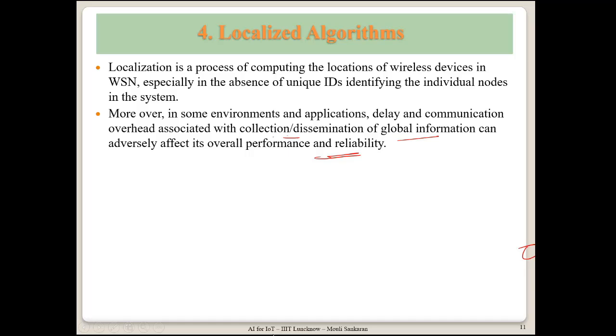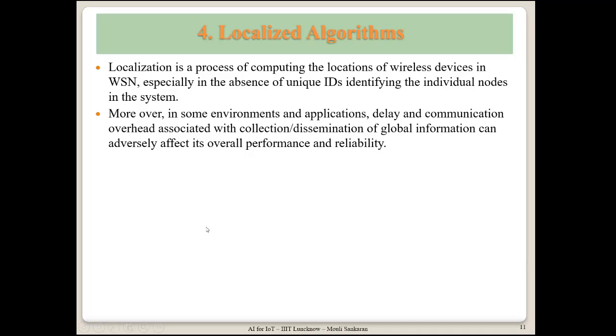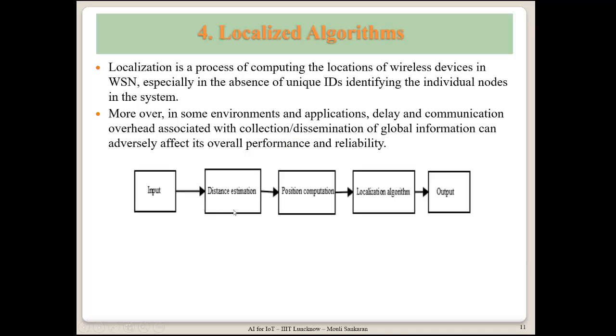It brings them down, because you are suppressing the data and extracting the information from the available data that you have. So distance estimation is done; UWB is a good example. Position computation is done by the devices, and a localization algorithm is run to identify the location of the particular node which is sharing the information. So this is one characteristic of WSN.